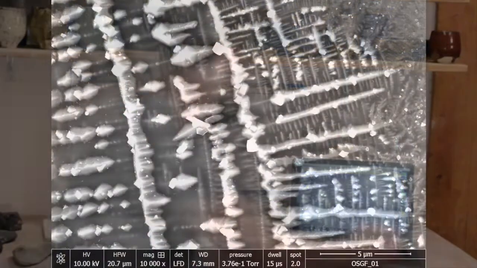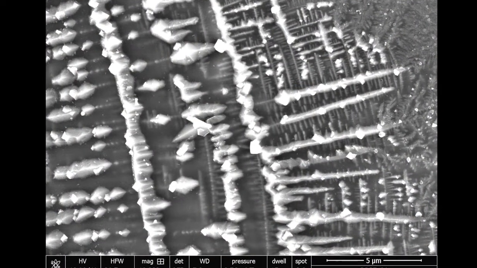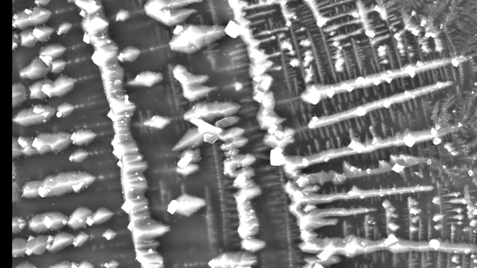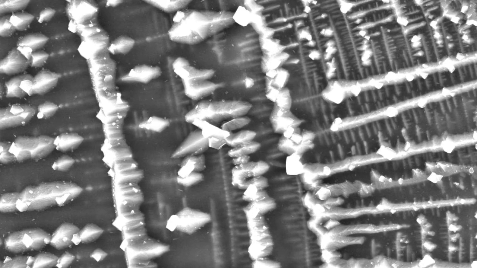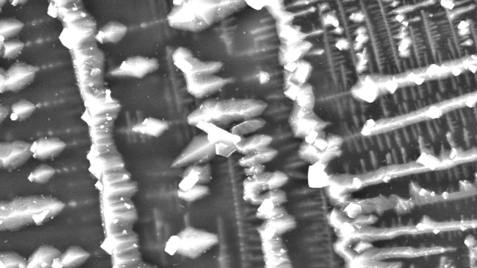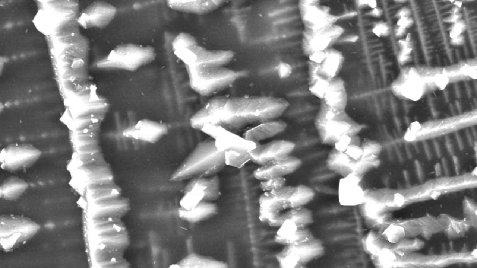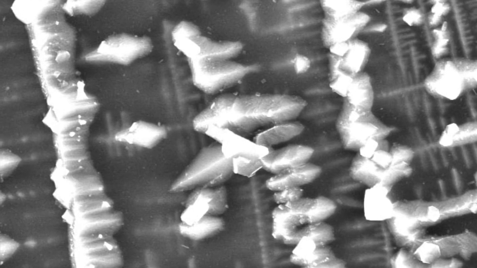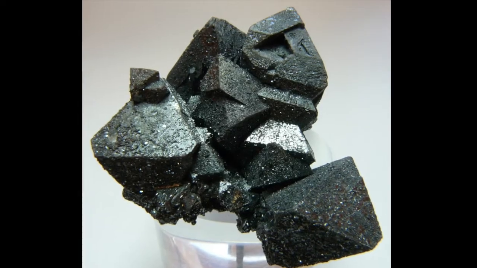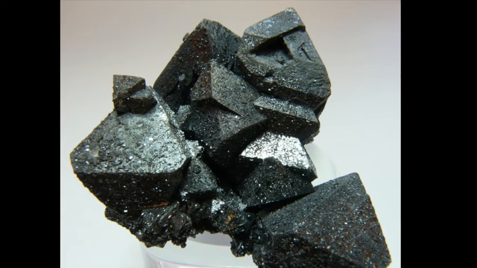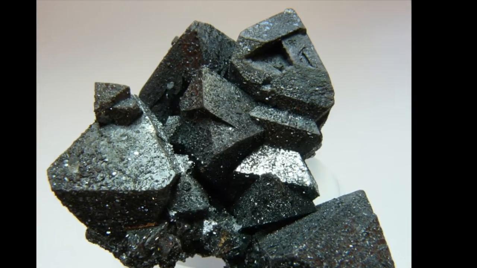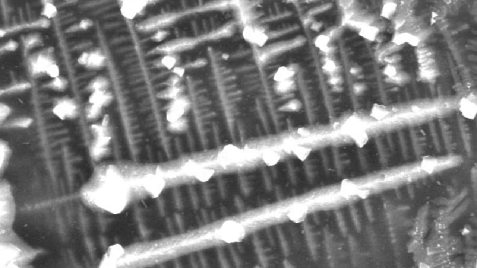So let's move up to where we are at 10,000 magnification. And so I wanted to zoom in on these structures and see what was happening with the crystallization. And what I learned was that this is almost pure magnetite. And it's just absolutely beautiful. We're moving from our central supersaturated concentration of iron, and then we're moving outwards.